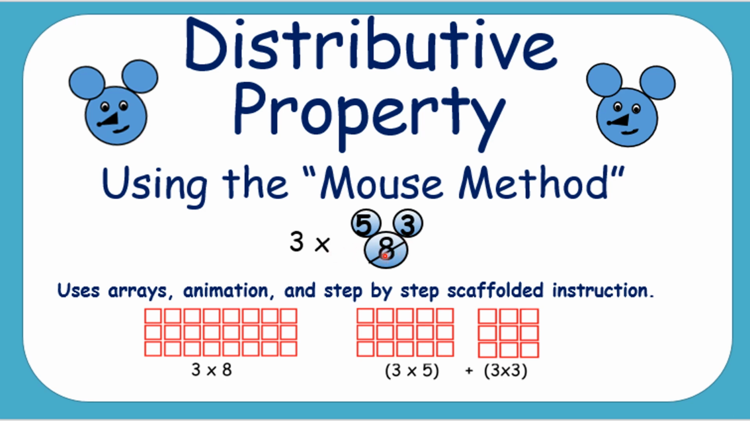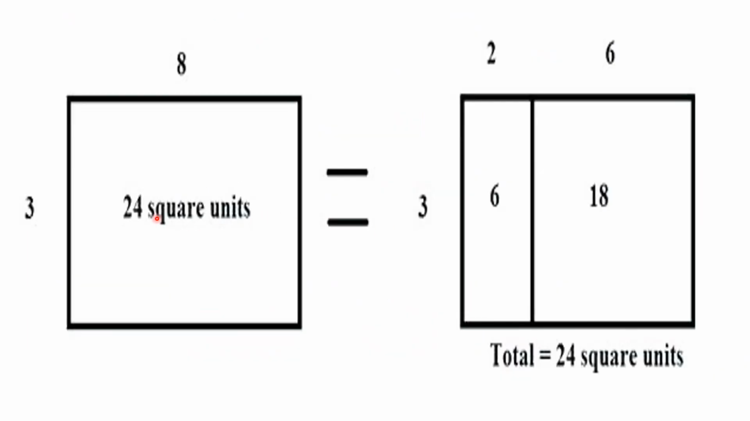Only one number is split, and this is represented as 3 into 5 and 3 into 3. This 3 is distributed as 3 into 5 and 3 into 3. Now, if you consider this as a rectangle, what is 3 into 8? The area of this rectangle is 24 square units.